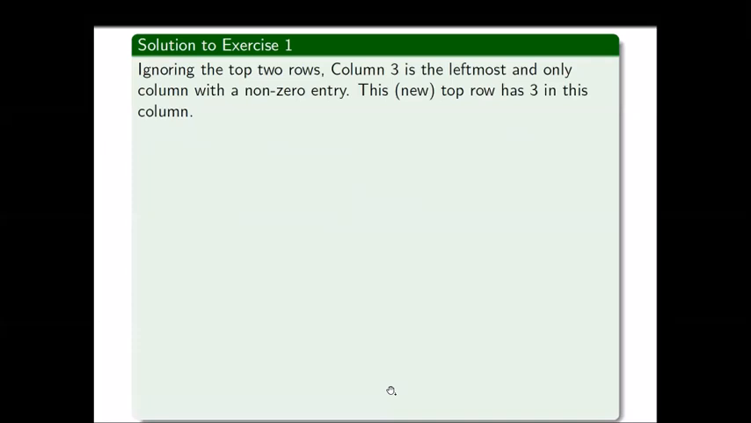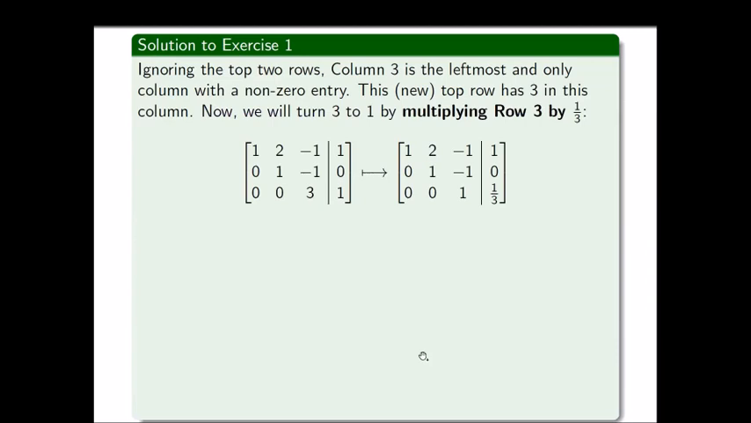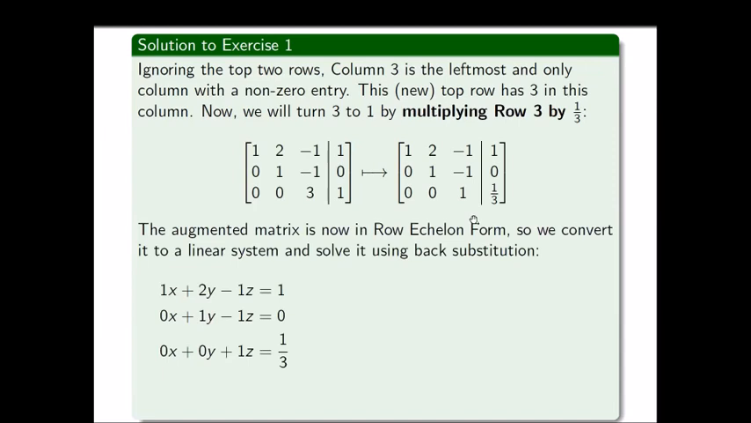So now we ignore the top 2 rows and we look for the leftmost column again with a non-zero entry. There's only one column left, that's column 3. So this new top row, which is row 3, has 3 in this column. So we turn this 3 into a 1 by multiplying the last row by 1/3. So now this augmented matrix is in row echelon form.